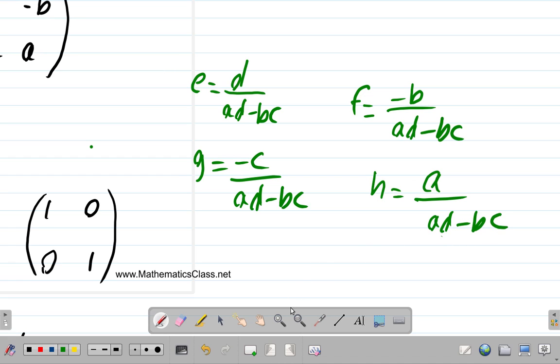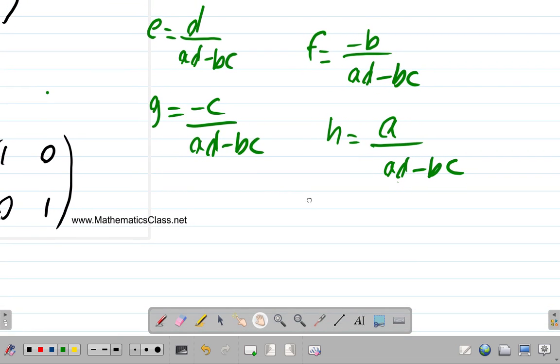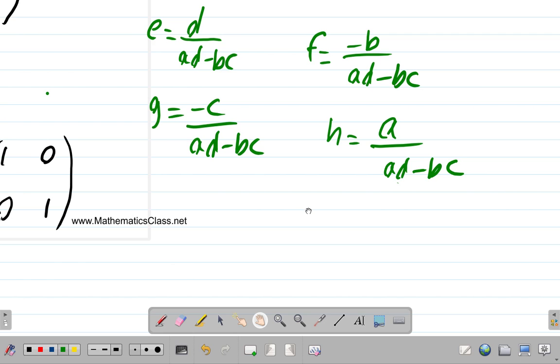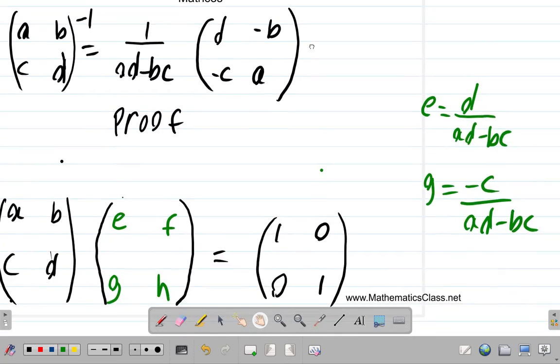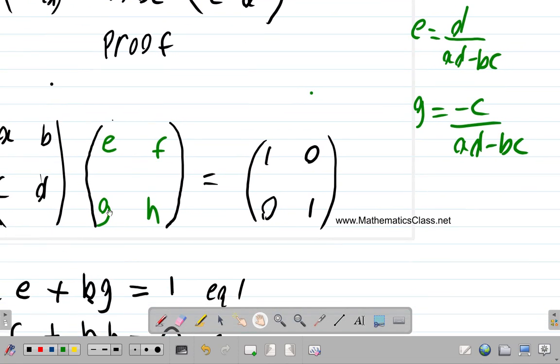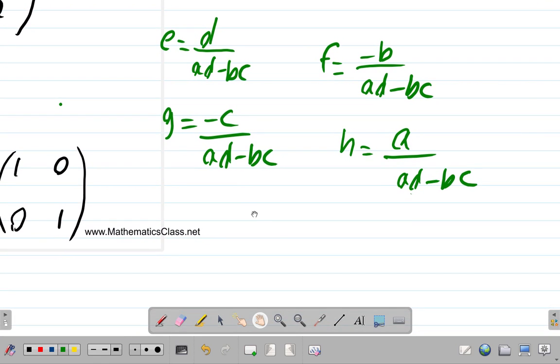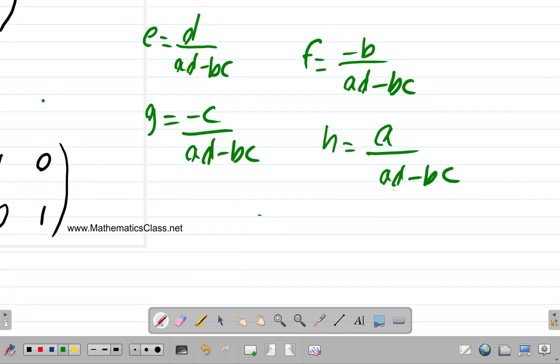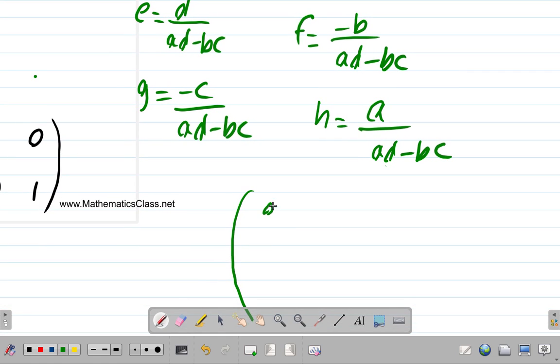Now, remember, we have our E, F, G, and H here. This was our original matrix, E, F, G, H. We find out what each letter represents. Let's write it inside the matrix. E is equal to D divided by AD minus BC. F is negative B divided by AD minus BC.